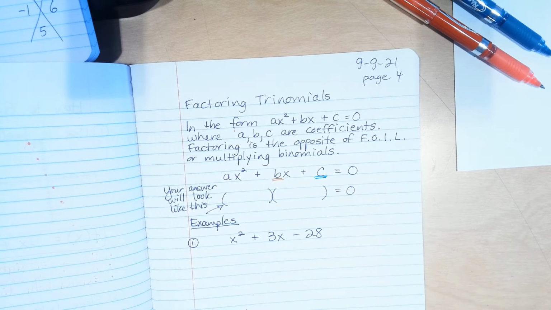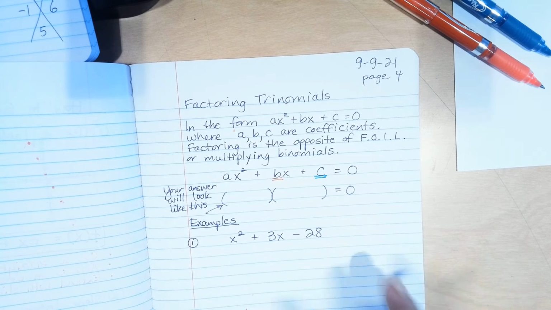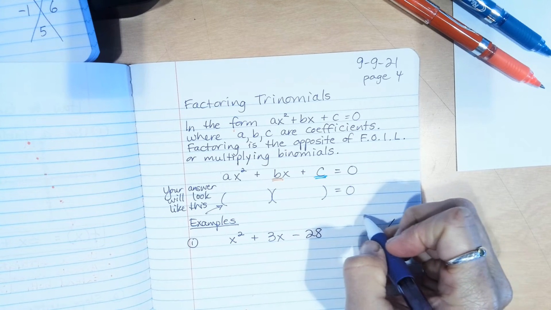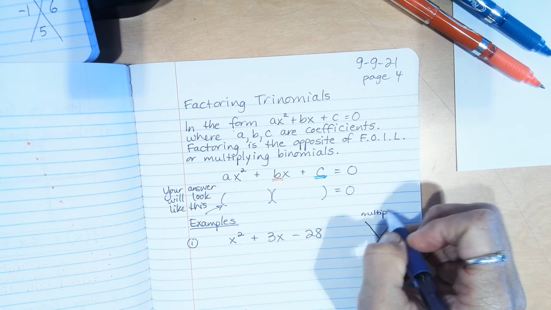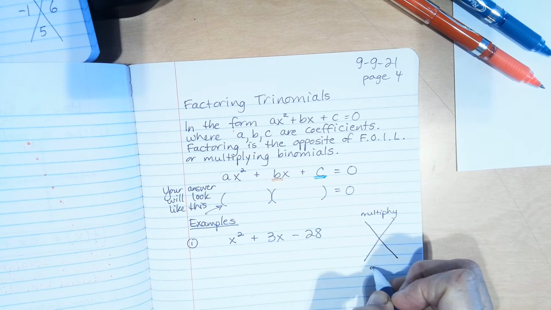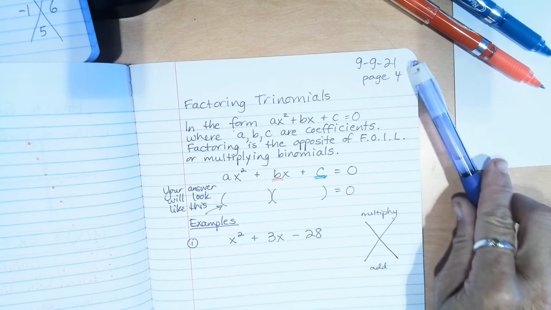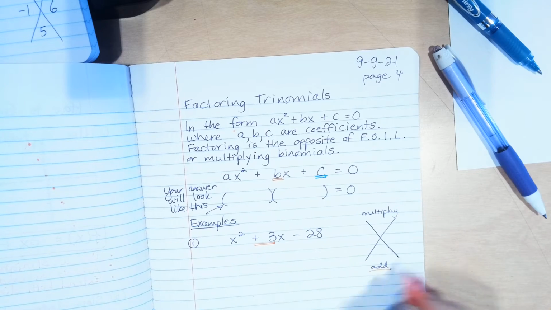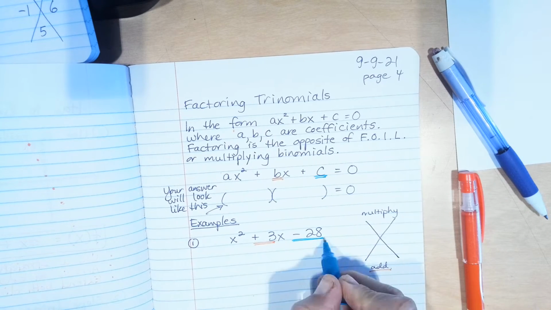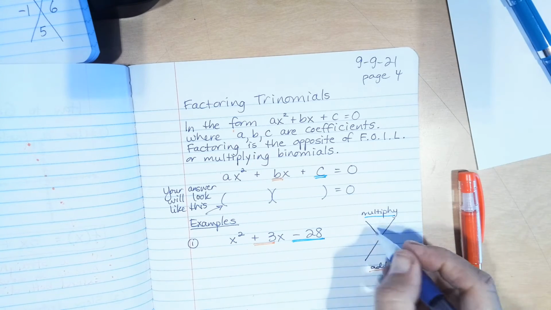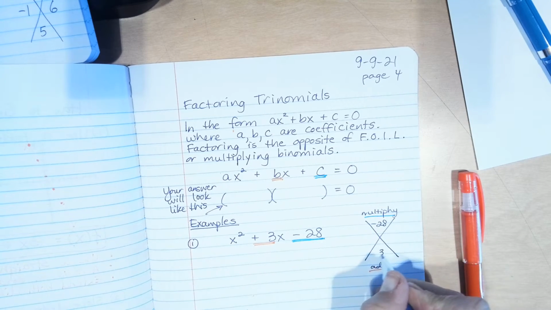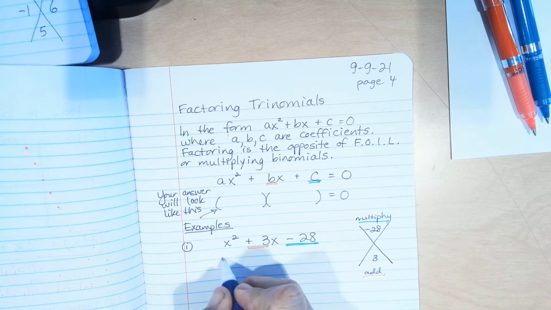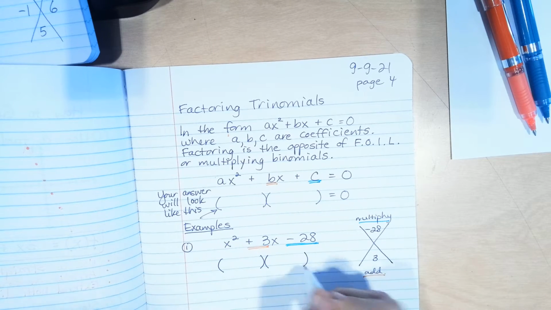Okay. And then over on the side here, we're going to do a big X. Okay. So up here is the multiply number, and down here is the add number, or combine. So 3 is your combination, negative 28 is your multiply. And you put them there. So all you're going to do, well, let's first put our parentheses, because we know it's going to be like this.